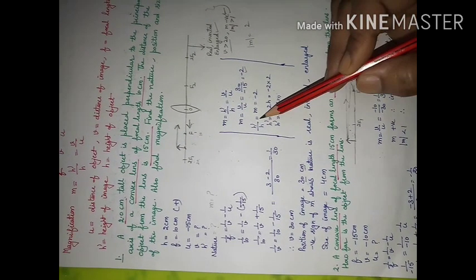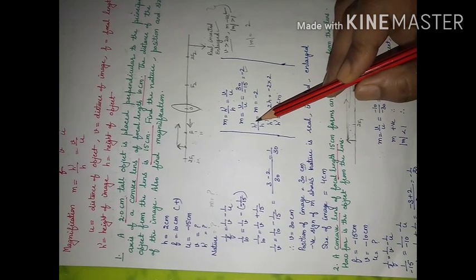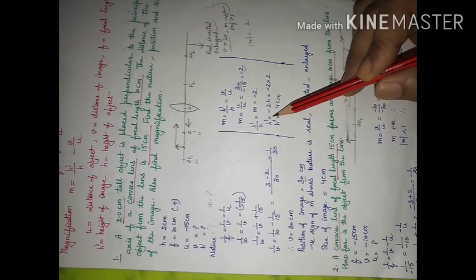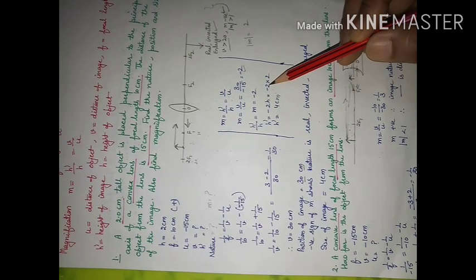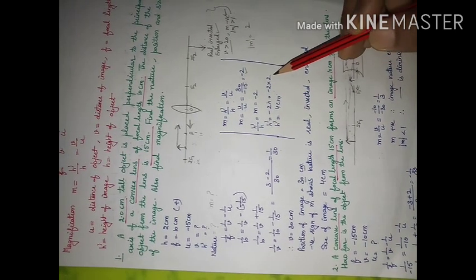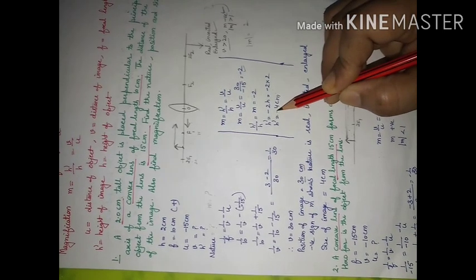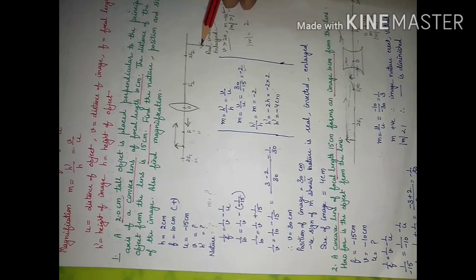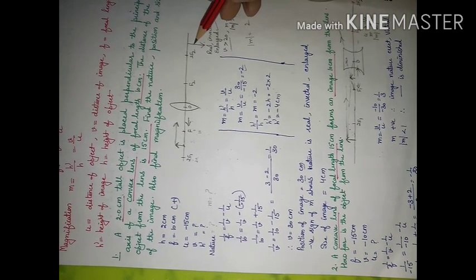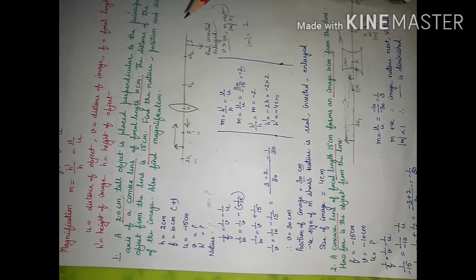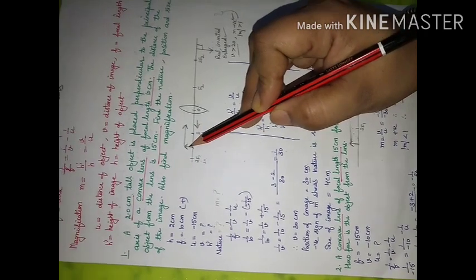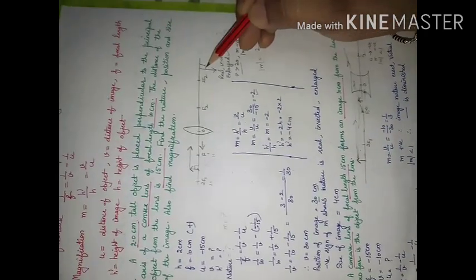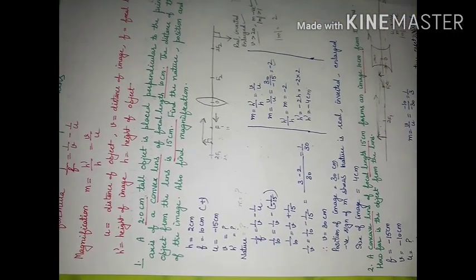Let us find the size of image also. So h dash upon h will be equal to minus 2. H dash will be equal to minus 2 multiplied by 2. So h dash will come minus 4 centimeter. It means h dash is perpendicular to principal axis but below this. And your object was perpendicular to principal axis but was kept above the principal axis. Image will be below the principal axis.